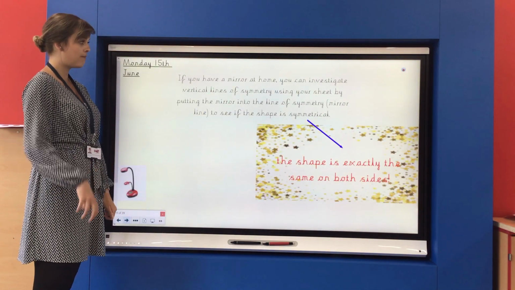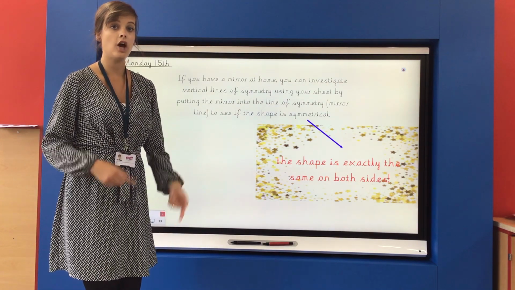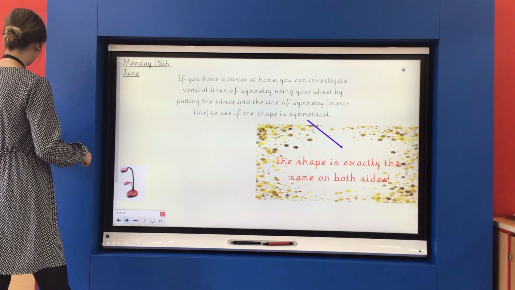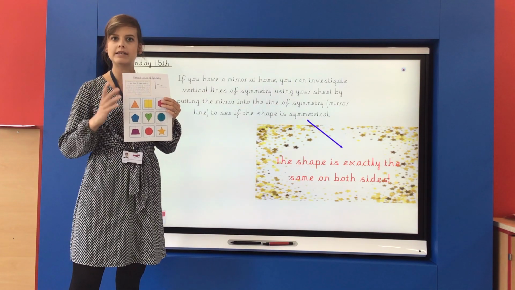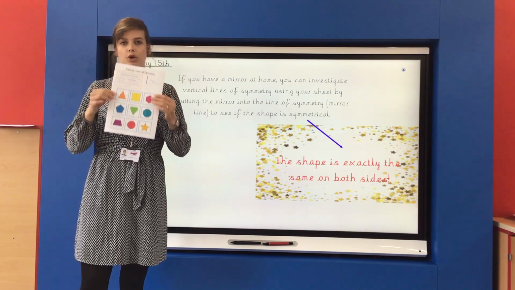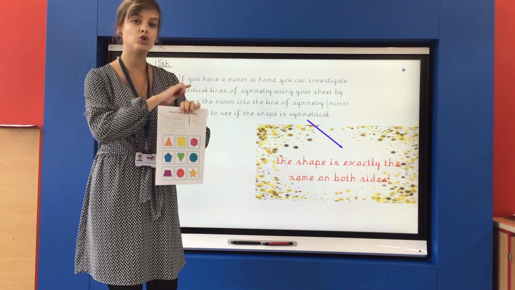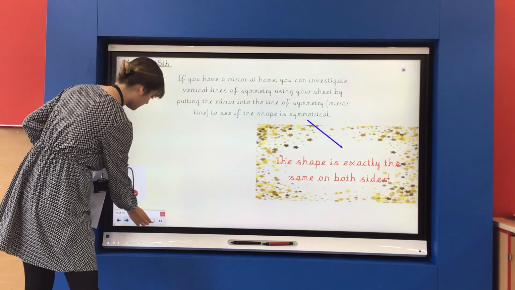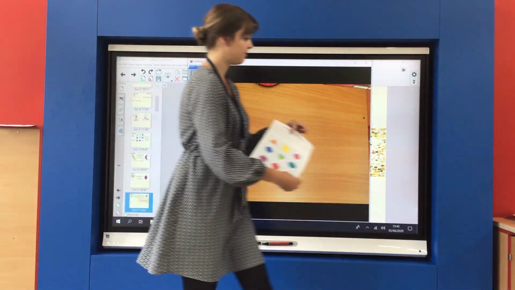Now, if you do have a mirror at home, you can investigate the vertical lines of symmetry on that sheet that I showed you previously. Again, if you don't have a mirror, just skip past that bit. But if you do, I'm going to show you how you can find a line of symmetry on the shape with the mirror. I'm just going to switch to my visualiser, and then I can show you what I mean.